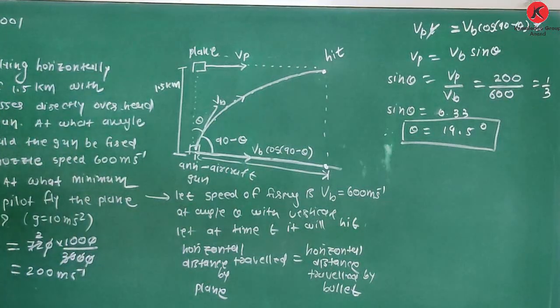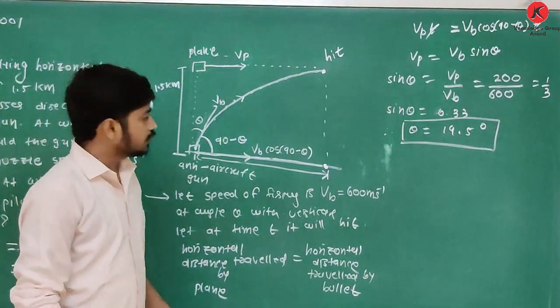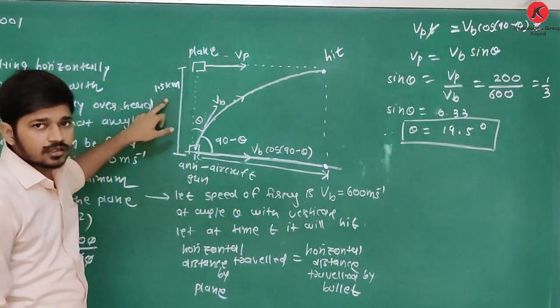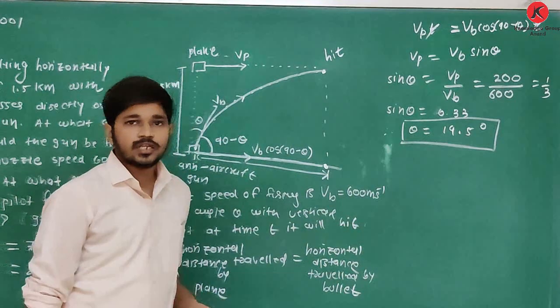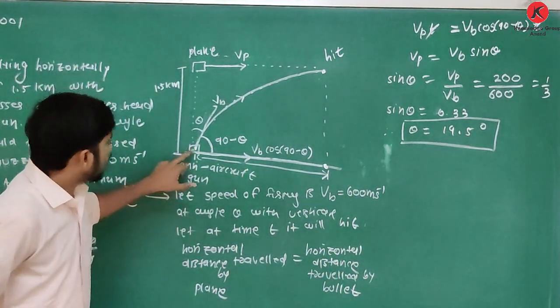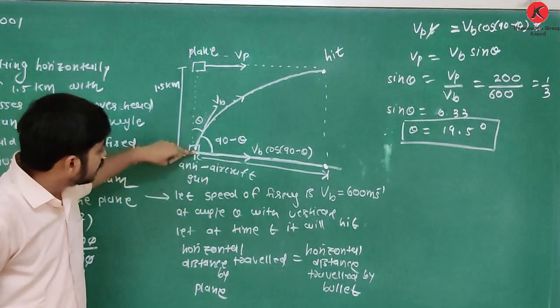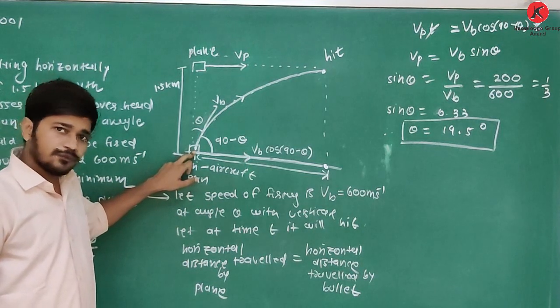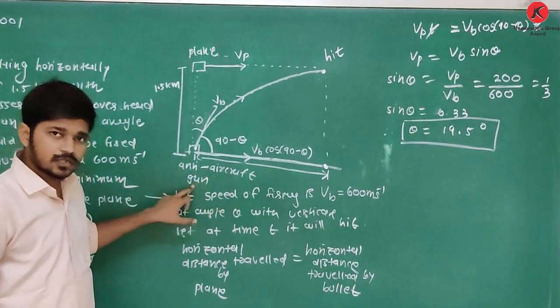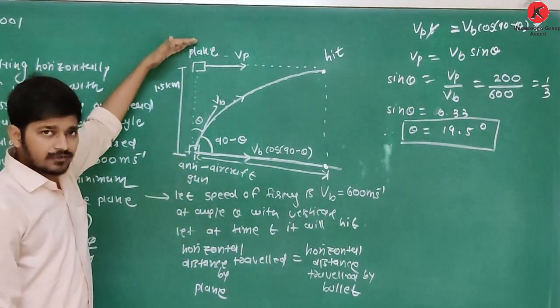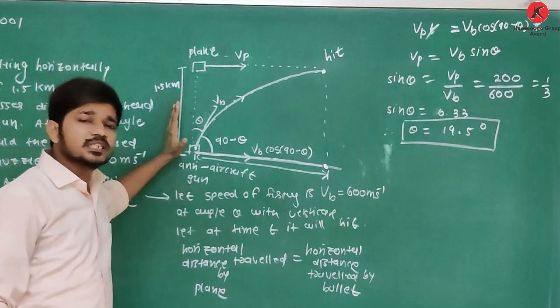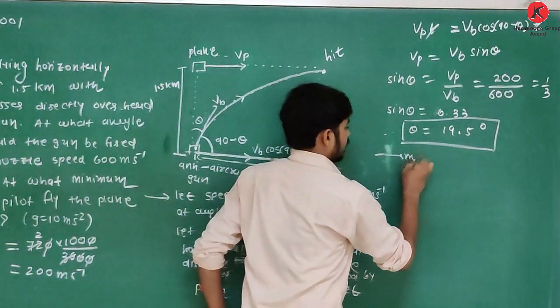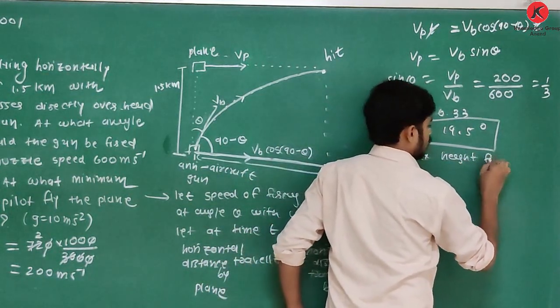What is the second question? At what minimum altitude should the pilot fly the plane to avoid being hit? What must the altitude be, meaning this height. If the plane is not hit by this anti-aircraft gun, what is the angle achieved? 19.5. If we find the maximum height for this gun, and I fly this plane at an altitude greater than that maximum height, then it will not be hit. So we will find the maximum height for the gun.